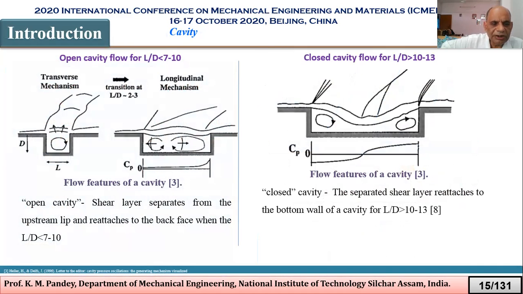Then in open cavity flow, the shear layer separates from the upstream lip and reattaches to the back face when the L by D ratio is in between 7 to 10. Then we have closed cavity flow, where the separated shear layer reattaches to the bottom wall of the cavity for L by D ratio in between 10 to 13.